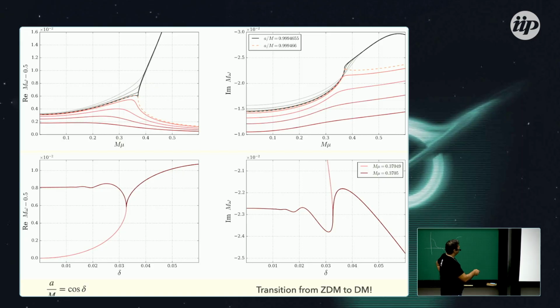We're trying to find some inkling of what's going on here, but this happens at some exact point in phase space. So when the angular momentum is 0.999466, so between 466 and 4655, this happens. So there is a transition between this zero damp mode to the damp mode if the mass increases above that value. And the bifurcation point is some particular point in phase space.